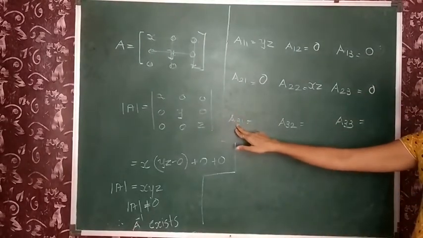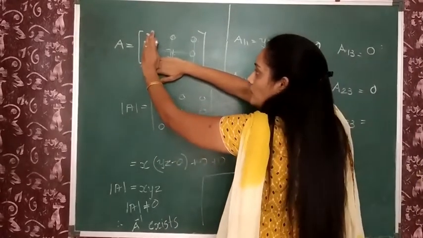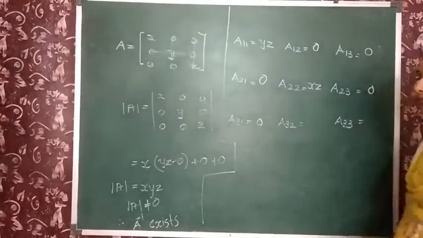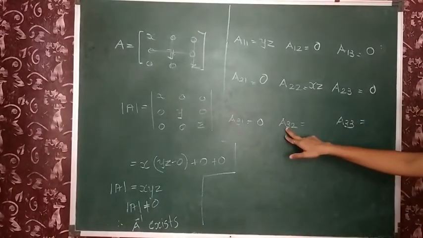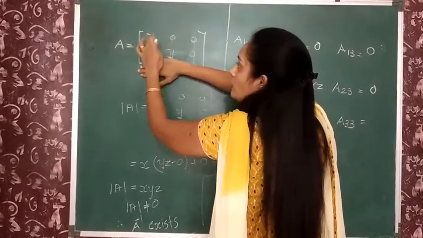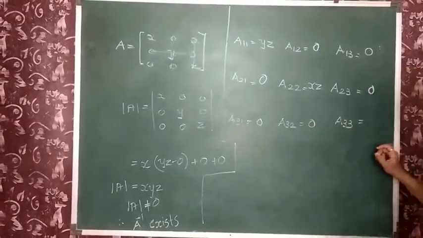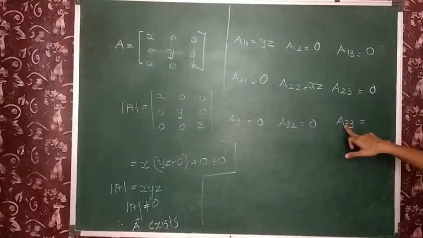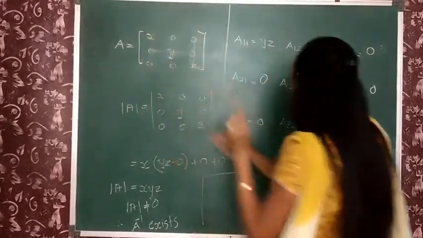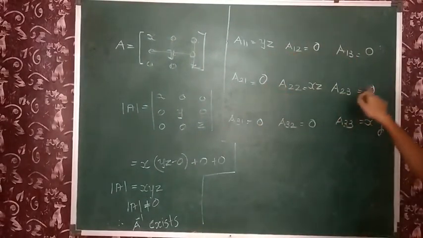To find element A31, we hide the third row and first column. So 0 minus 0, the answer is 0. To find element A32, we hide the third row and second column. So 0 minus 0, the answer is 0. A33, that means third row and third column. So the answer is xy. These are all the minors of the given elements.